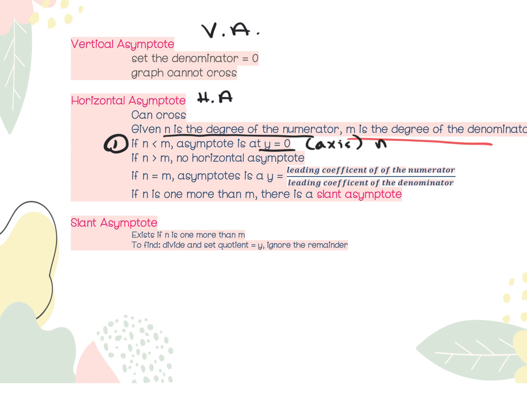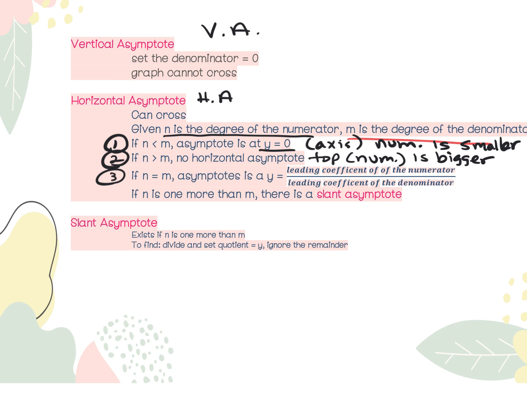So this is when the numerator is smaller than the bottom, than the denominator. When the numerator is larger, this is the second scenario, then there is no horizontal asymptote. So when the top is bigger, or your numerator is bigger, then there's no horizontal asymptote. And then if the 2 degrees are equal, then we're going to take the 2 leading coefficients and put them into a ratio or into a fraction.